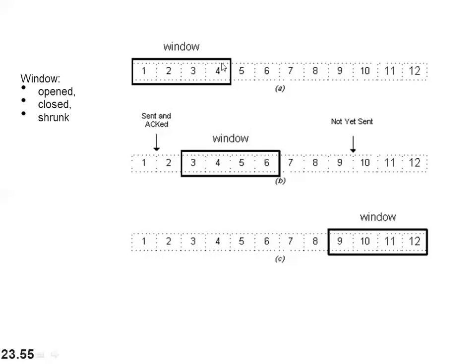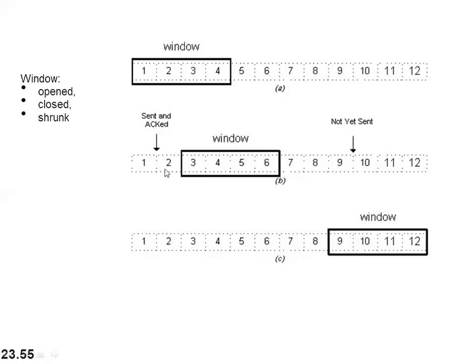Okay, let us say I have this window and this particular wall is moving towards the right. Previously it was covering byte 1, 2, 3, 4. Now it is covering byte 5 as well as 6. So when this is moving towards right, we say that the window is now in the opened mode.